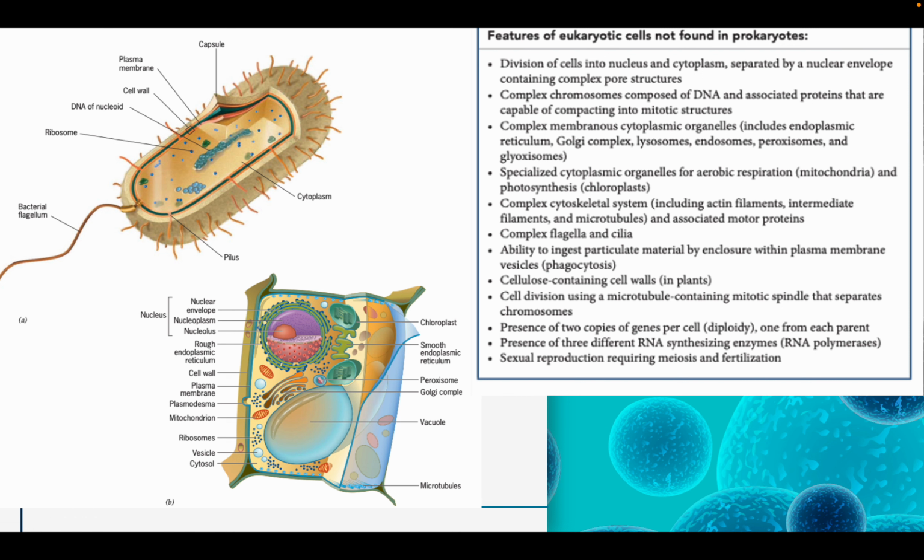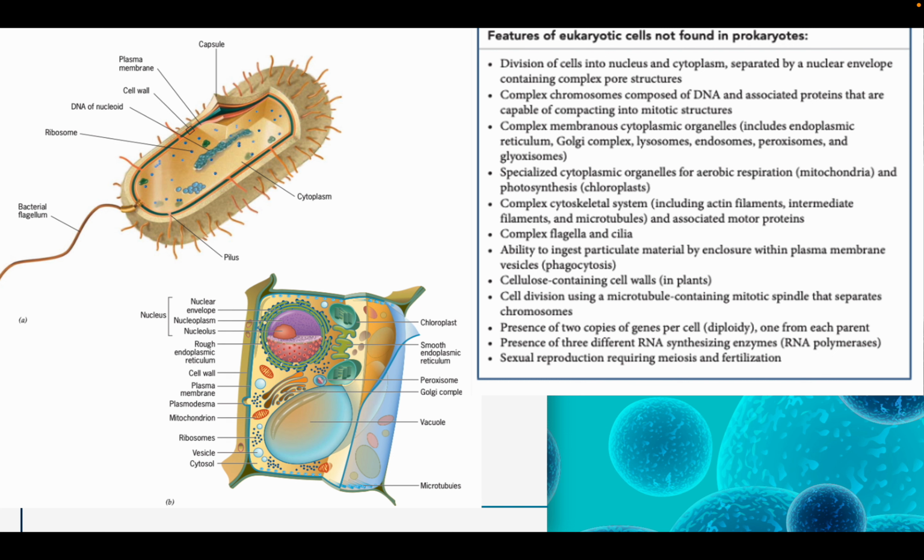Also, eukaryotes contain various membrane-bound organelles that compartmentalize different cellular functions. What are these organelles? We have the endoplasmic reticulum, Golgi apparatus, mitochondria, chloroplasts in plants, lysosomes, and peroxisomes, while the prokaryotic cell lacks membrane-bound organelles. So, these are the only organelles they have, and they are not membrane-bound.